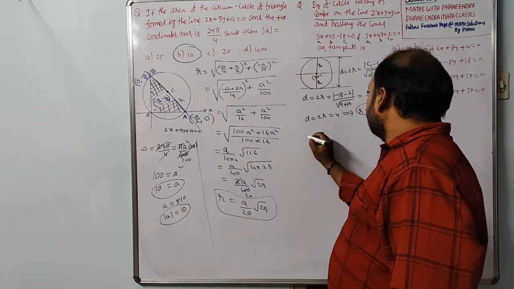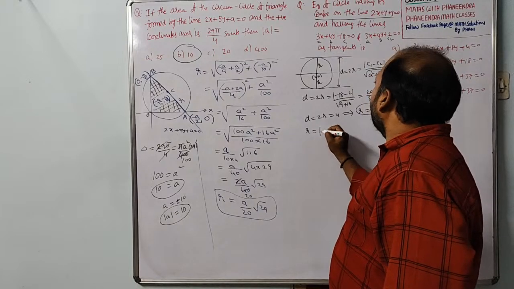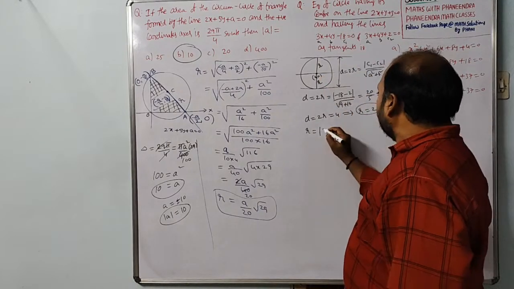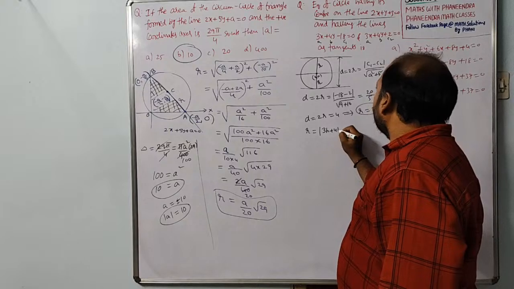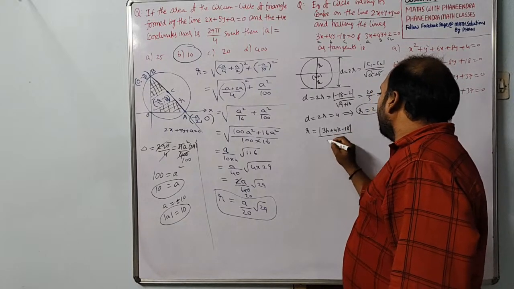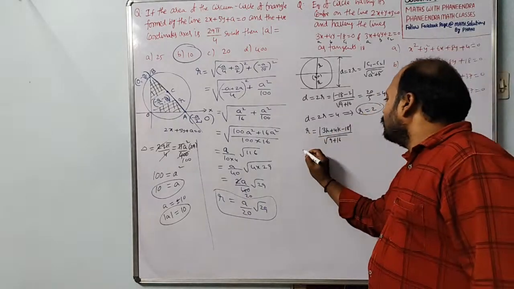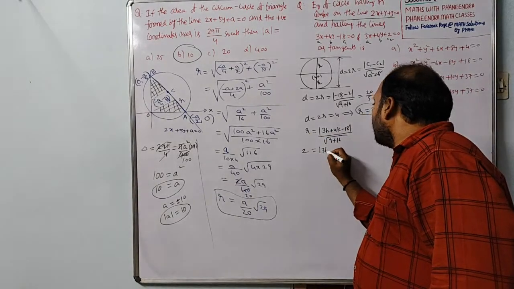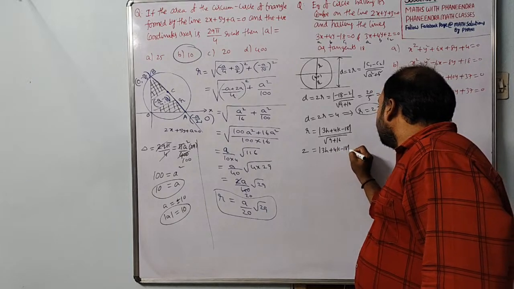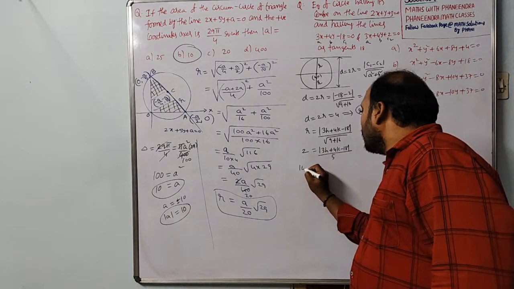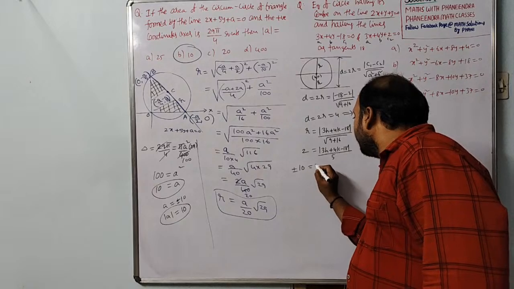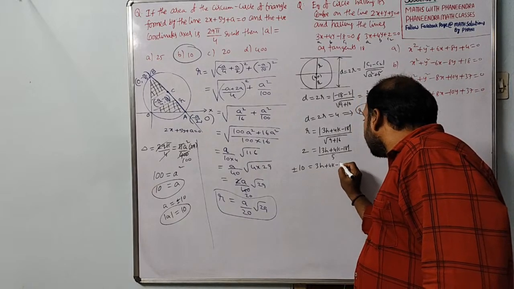This line is... So r is equal to the modulus of the perpendicular distance from h comma k to this line: 3h plus 4k minus 18 by root of 9 plus 16. R value is how much? 2. So 2 equals mod 3h plus 4k minus 18 by 5. Cross multiply, if you remove mod, plus or minus 10 equals 3h plus 4k minus 18.